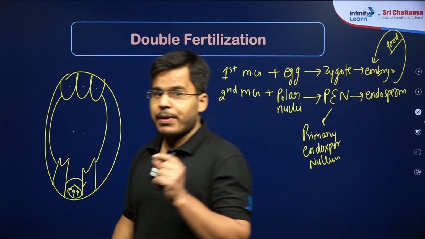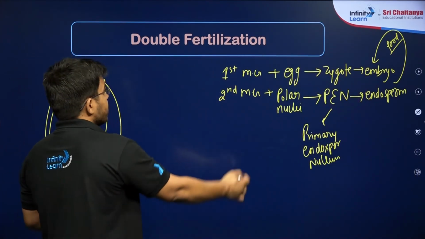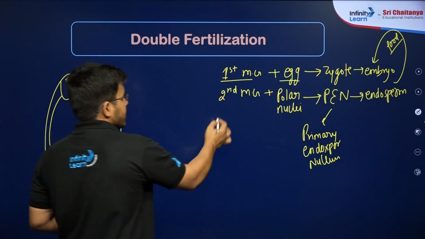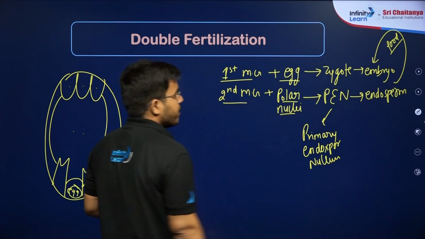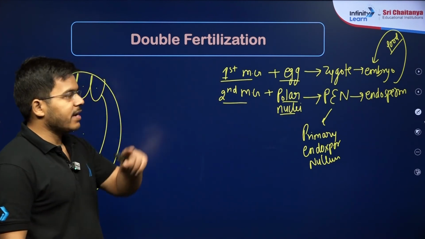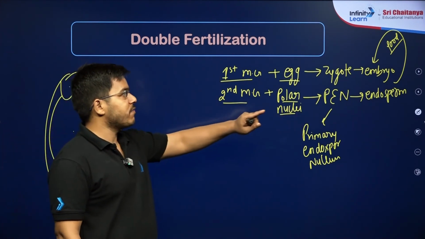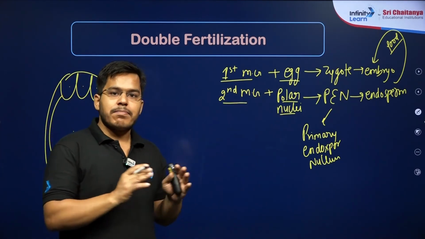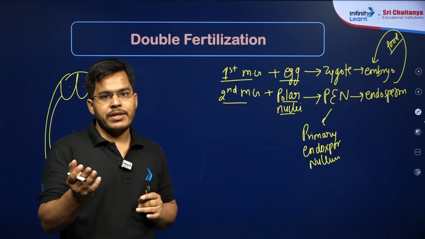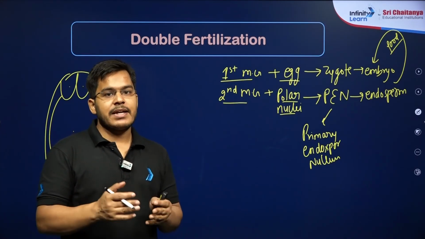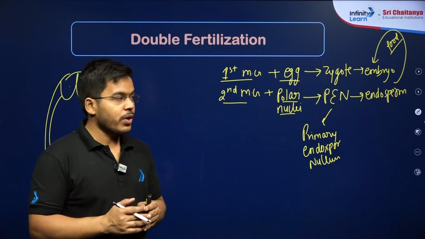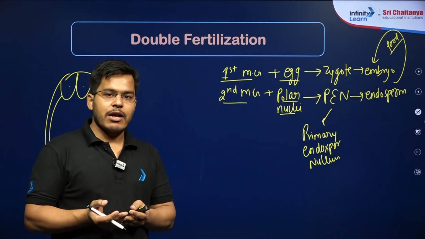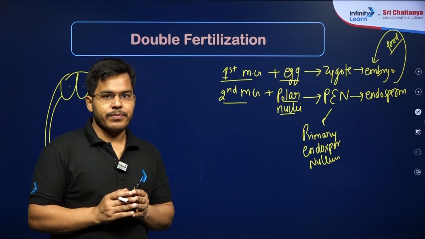Now two fusions, two fertilizations, are happening here. The first male gamete fuses with the egg, forming the zygote and the embryo. The second male gamete fuses with the polar nuclei and forms the PEN, primary endosperm nucleus, and thereby the endosperm, which acts as food for the developing embryo. In certain plants, this endosperm is completely utilized during seed formation, but in certain plants it is present after seed formation also. In monocots it is mostly present after seed formation; in dicots it is mainly not present.